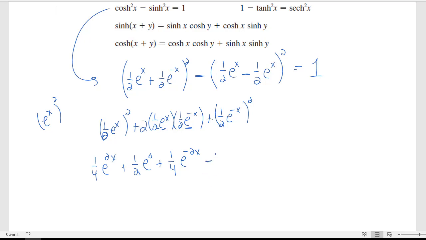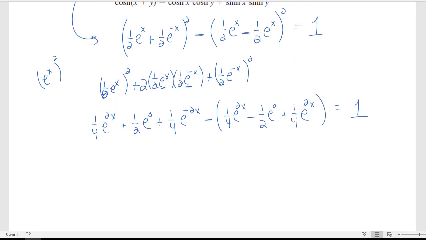So then I'm going to subtract, and I'm going to square this. So square the first, I'm going to get 1/4 e to the 2x. Multiply these two and double is the same thing I'm going to get here, but I have a subtraction sign. So I'm going to have minus 1/2 e to the 0. And then I square the last. Squaring negative 1/2 gives me positive 1/4, and then again multiply the exponent. So all of that should equal 1 once I plug in and square those expressions.